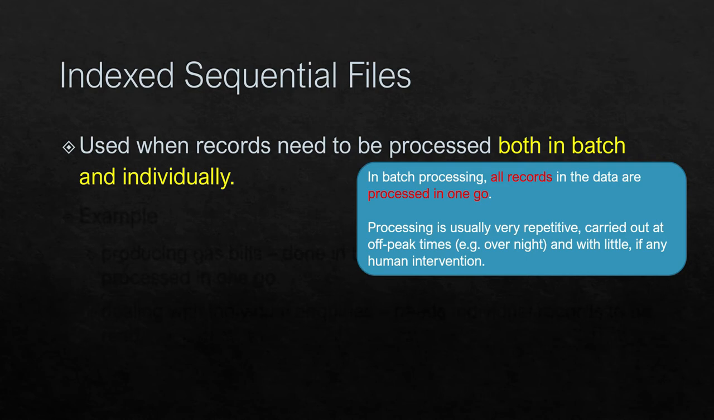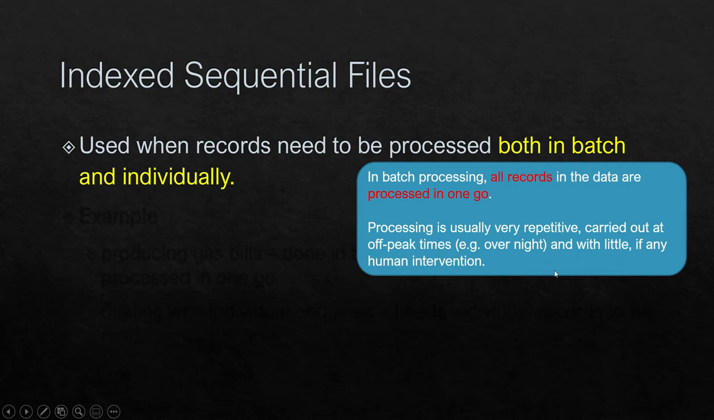So in batch processing, you process all the records in the batch in one go. The kind of processing you tend to do is very, very repetitive. You're performing essentially the same process over and over again, but with a different record each time. And for that reason, we usually do this kind of processing off-peak, which basically means when the computer isn't heavily being used, so typically in the middle of the night.